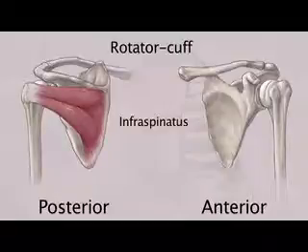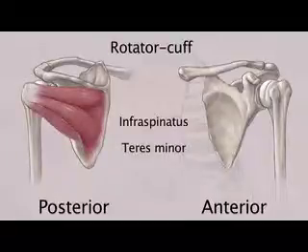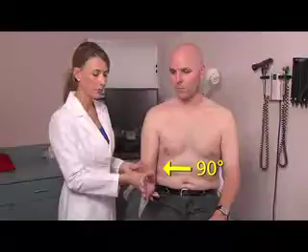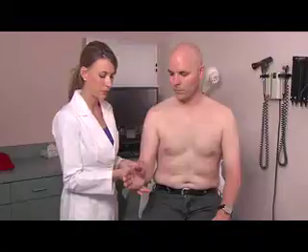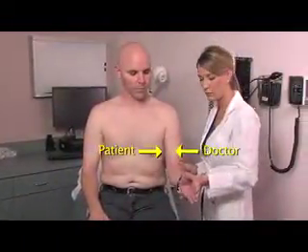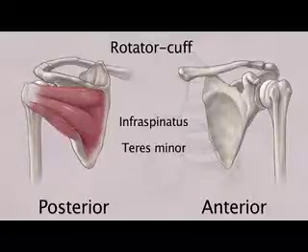The infraspinatus and teres minor muscles each contribute to external rotation of the arm. These muscles can be tested simultaneously. Have the patient flex the arm to 90 degrees at the elbow, with the upper arm positioned at the patient's side. As you apply resistance, ask the patient to rotate the arm outward. Weakness in the affected shoulder may indicate a tear or tendinopathy in the infraspinatus or teres minor muscle.